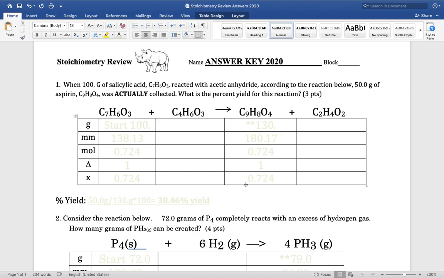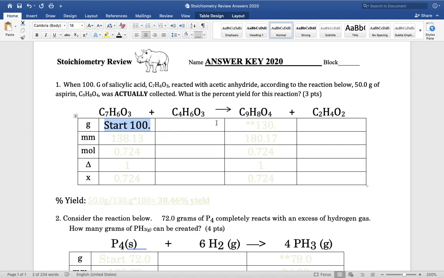When 100 grams of salicylic acid reacts with acetic anhydride, according to this reaction, 50 grams of aspirin was actually collected. What is the percent yield for this reaction? So, from this, the number we can use immediately is the 100 grams of salicylic acid. So we know that's a start point.